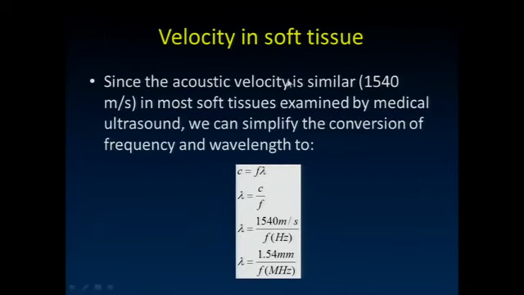So we're assuming that that acoustic velocity is similar, that 1540 meters per second in most of the soft tissues, and applying that into the equation where now we know the velocity, and so we've got the frequency times the wavelength. It allows us to calculate what the wavelength is, again using this simple formula, 1.54 millimeters divided by the frequency of the transducer.